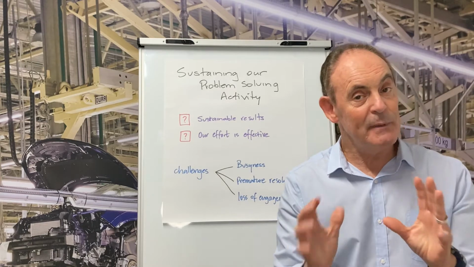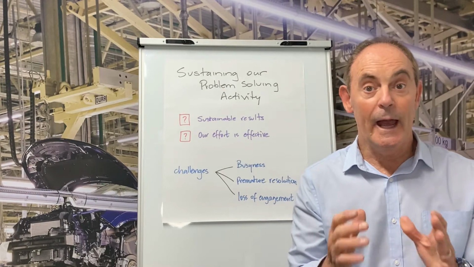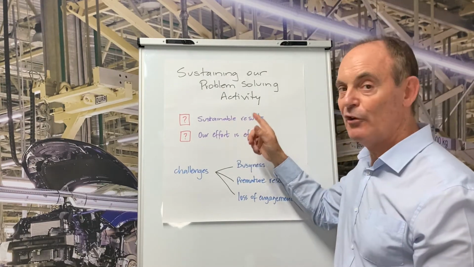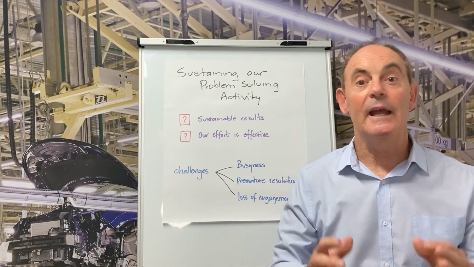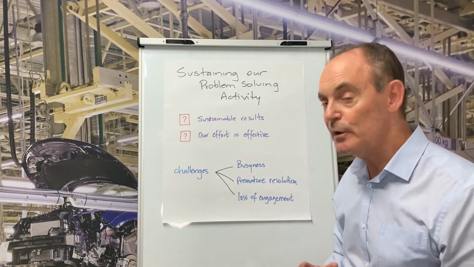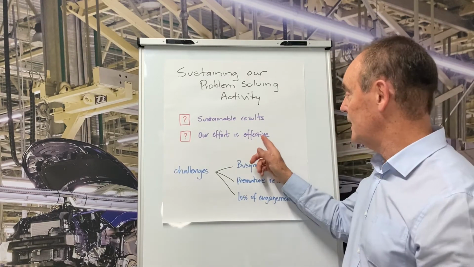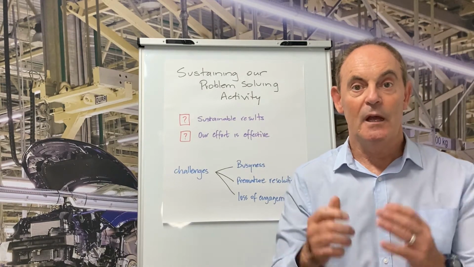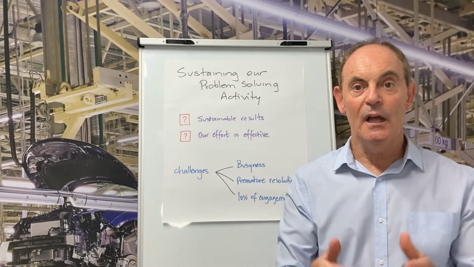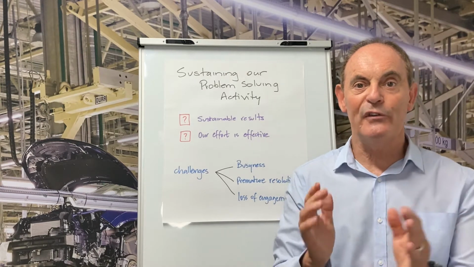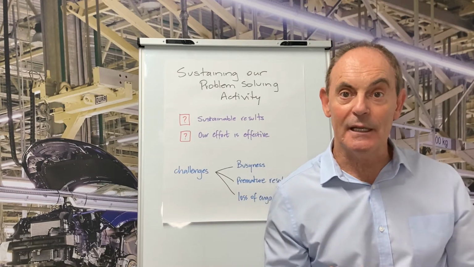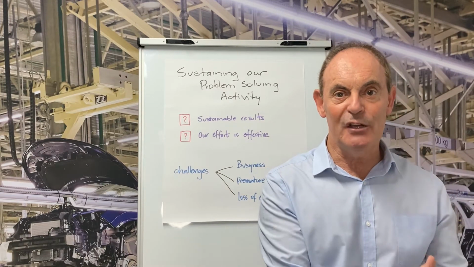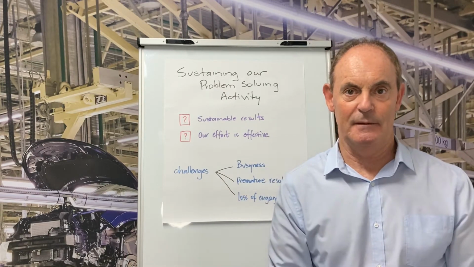So firstly, let me ask you a couple of questions. How do we ensure our problem-solving activity provides sustainable results? Secondly, how do we ensure that the effort we undertake is going to be effective? Now, when we do a problem-solving activity, we're aiming at fixing or resolving a significant problem that hinges around our inability to meet the needs of our internal and external customer.